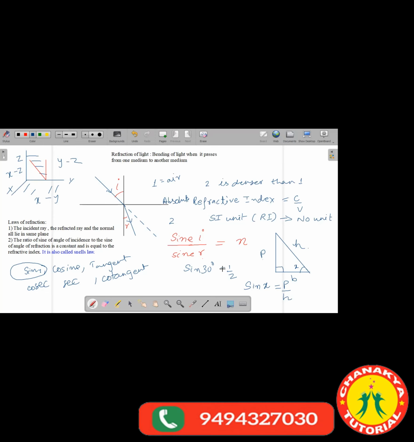Okay. So in the last class, we clarified one more thing: if the ray is coming from a rarer medium to a denser medium, in which side will the ray of light bend?